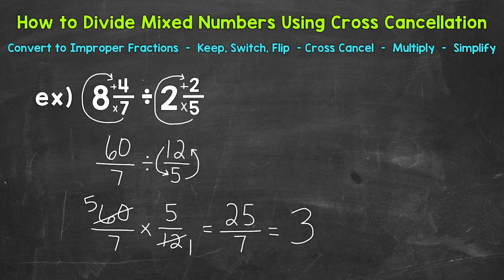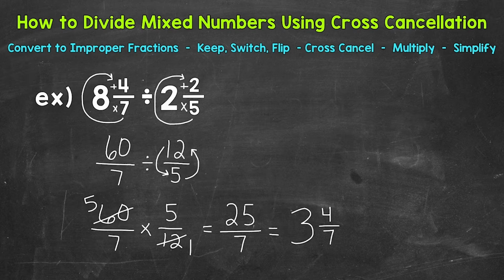That's our whole number. Now we do not hit 25 exactly. We have something left over, a remainder. So the difference between 25 and 21 is 4. That's our remainder. So that's our numerator. And then we keep our denominator of 7 the same.